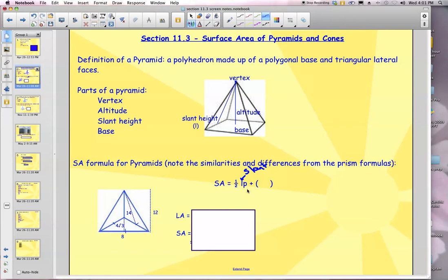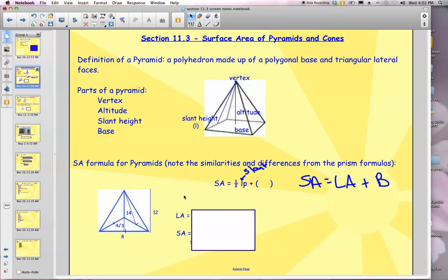Surface area formulas other than spheres, remember, all start out with lateral area plus the area of the base, depending on whether or not there's one or two. In this case, there is only one base, so we don't have to take it times 2. But the lateral area, to find the area of the sides of a pyramid, you'll take 1/2 times the slant height times the distance around, times the perimeter. And that's the perimeter of the base. That gives us our lateral area. We will add the area of our base to that to get our total surface area.